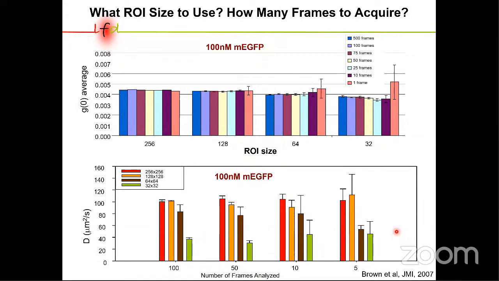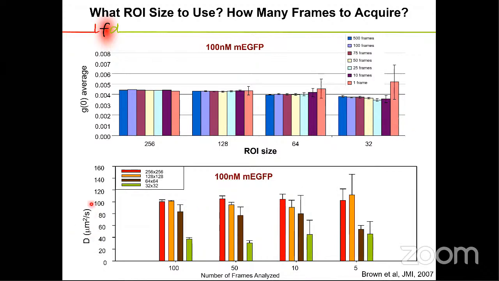Then another question to investigate is how many frames should I take? What kind of frame sizes should I choose? It depends, of course, also a lot on your sample. On the top, we have the G0, so the correlation amplitude, which is relatively robust for 256. And then the different bins are different number of frames, from 500 frames to just looking at 1 frame. So you see it's almost all the same, very robust. Then we go down in the region of interest to 128, 64, 32. Except for maybe 32, this is a pretty robust measurement.